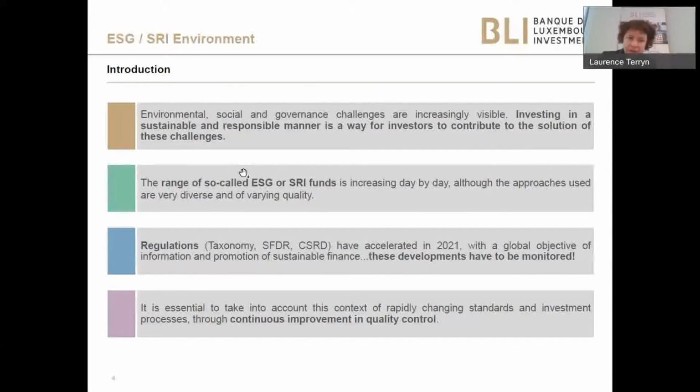As the range is quite large, we have to dig in to find what we want and of which quality. I remind you, probably as you know, that regulations such as taxonomy, SFDR, CSRD have quite accelerated in the last year, with a good global objective of information and promotion of sustainable finance, but we have to follow and monitor their development to adapt to them. So it is essential to take into account this context of rapidly changing standards and investment processes, as well in the regulation, but also in the practice of investment, through continuous improvement in the control, in the selection, and so on.